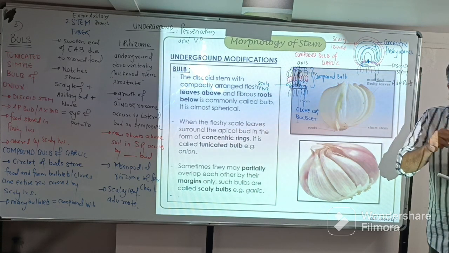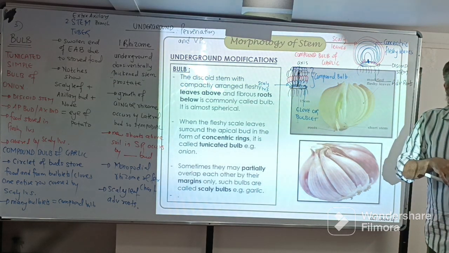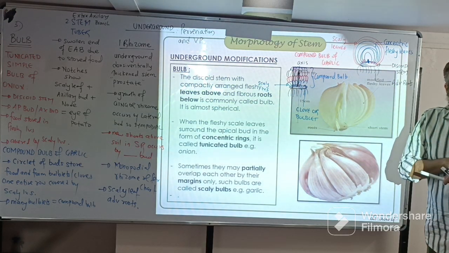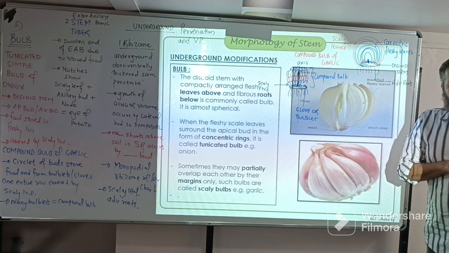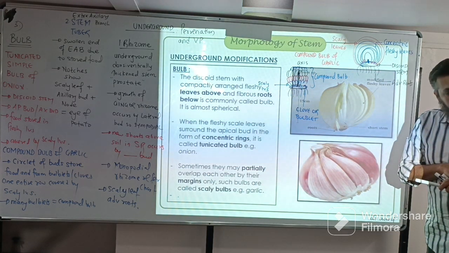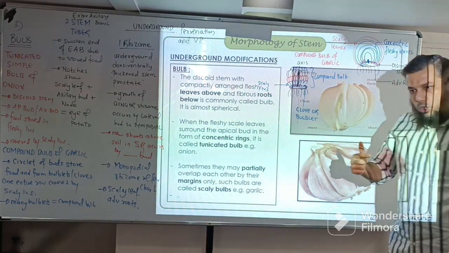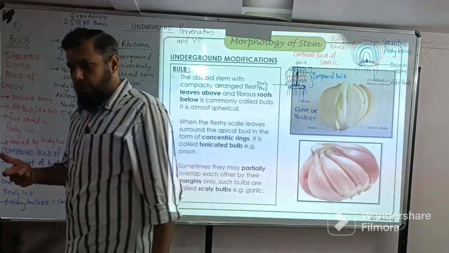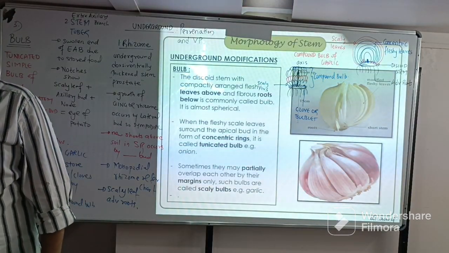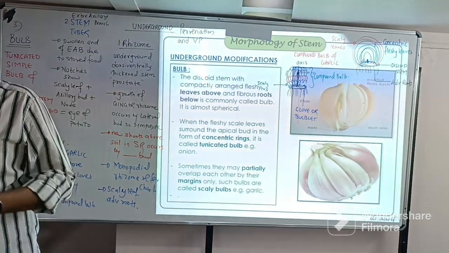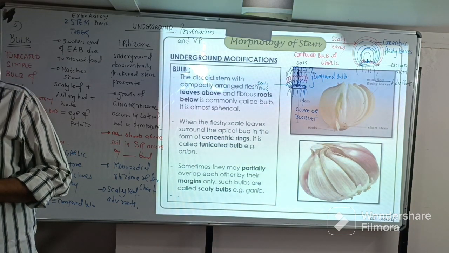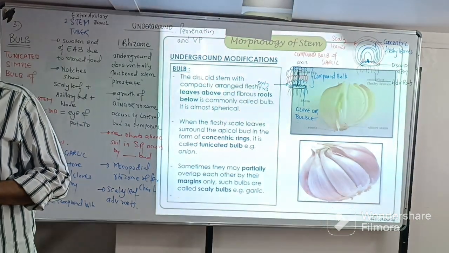But when I am eating an onion, what am I eating? Leaves. Leaves or fleshy leaves? Fleshy. But when I am eating a potato, what am I eating? Stem. When I am eating a ginger, what am I eating? Stem. When I am eating a radish, what am I eating? Root. When I am eating a sweet potato, what am I eating? Roots. So, in our culinary terms, culinary meaning kitchen language, you can call it batate ki bhaji. But in botany, there is no bhaji. There is no vegetable. Batata is a stem tuber.